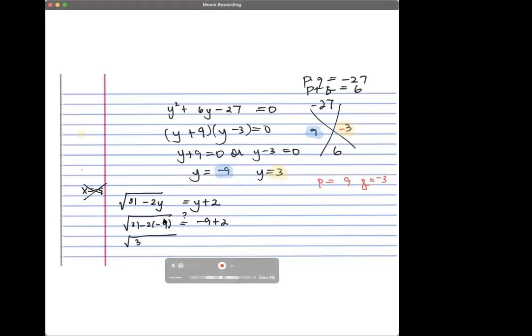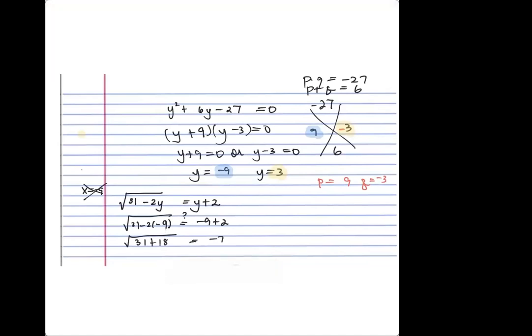So here we have a double negative. -2 minus 9 is plus 18. So you get 31 and 18, which is 49. And over here you get -7. So you get the square root of 49, which is 7. Sorry, we already said it wasn't going to work. Let's do 3 though.